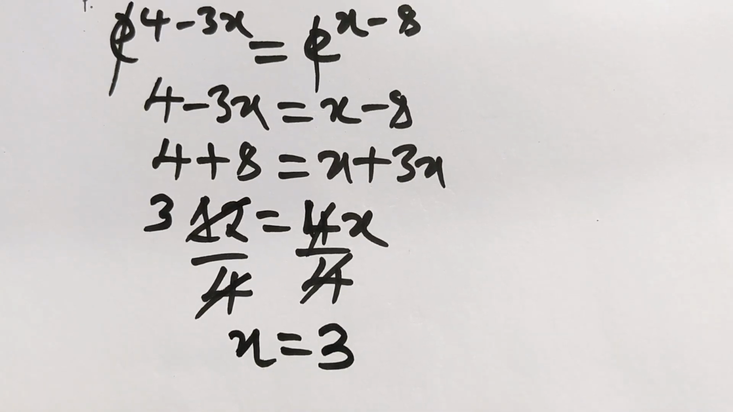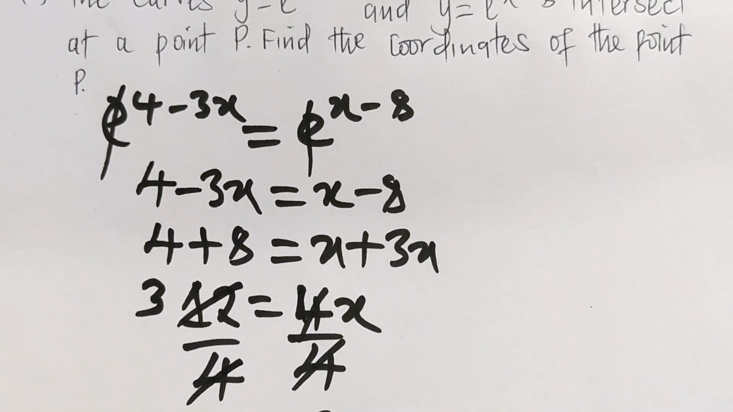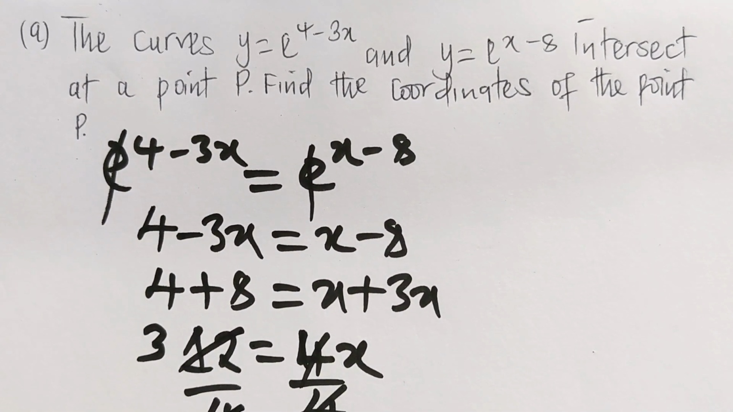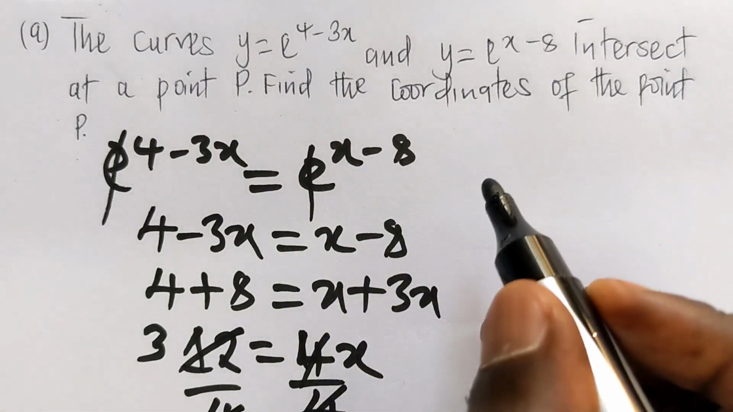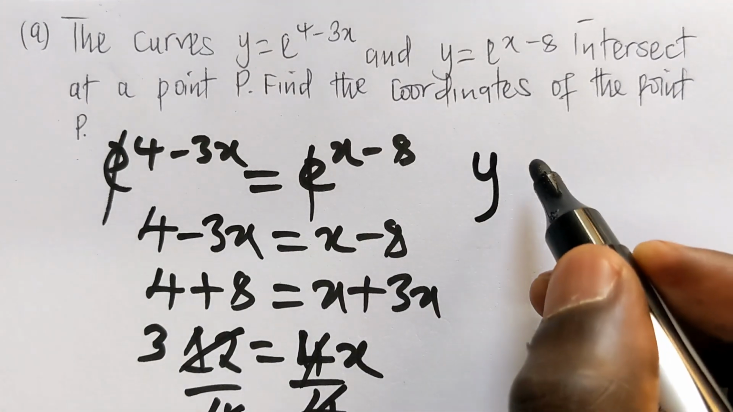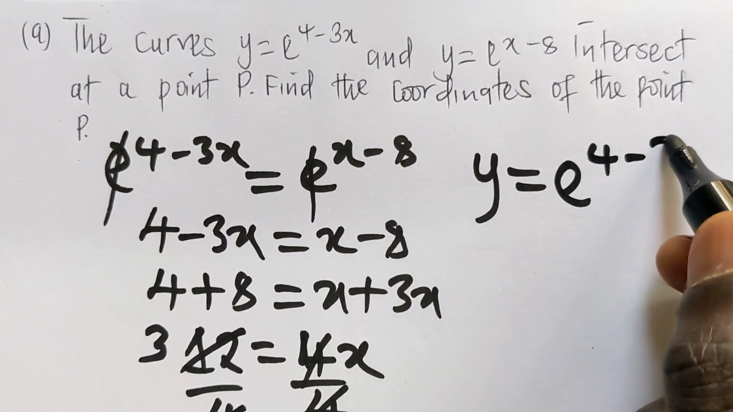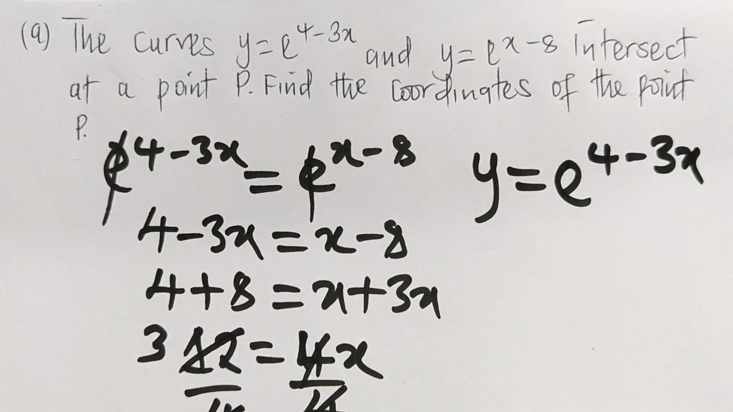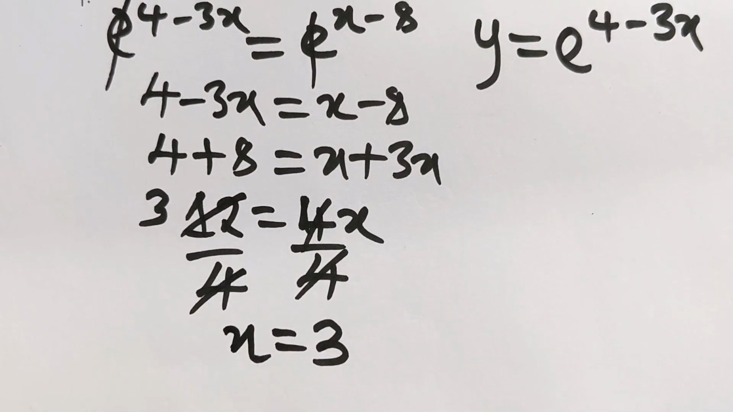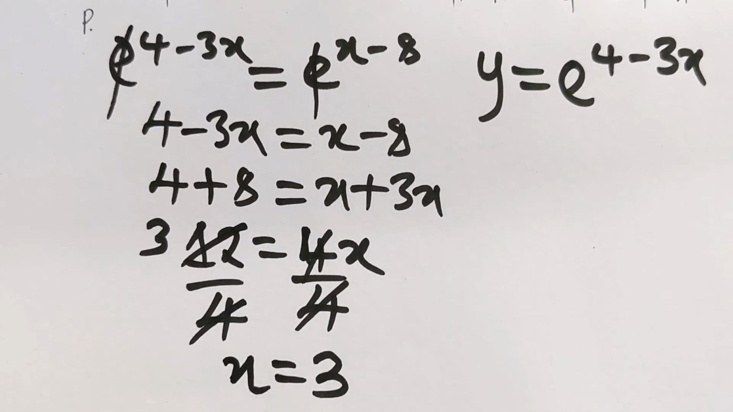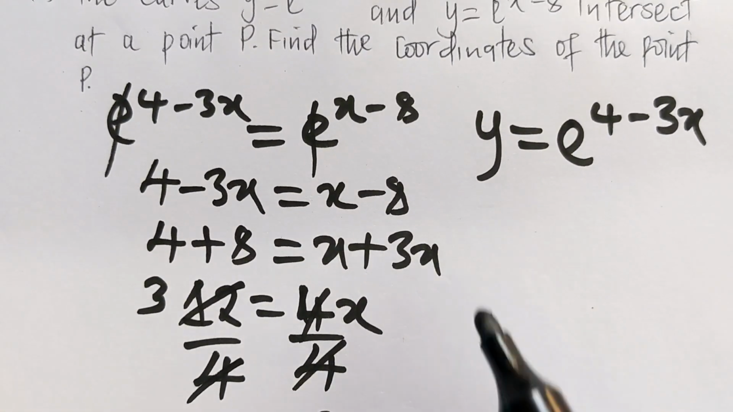How about the value of y? How do we get the value of y? We can simply pick one of these two equations. For example, picking the first one, y equals e to the power 4 minus 3x. Since x is equal to 3, I'm going to substitute 3 where there is x in this equation so that we can find the value of y.